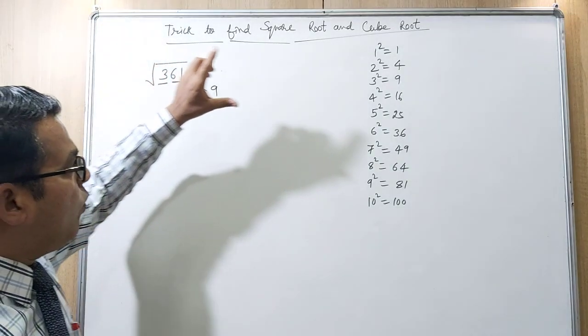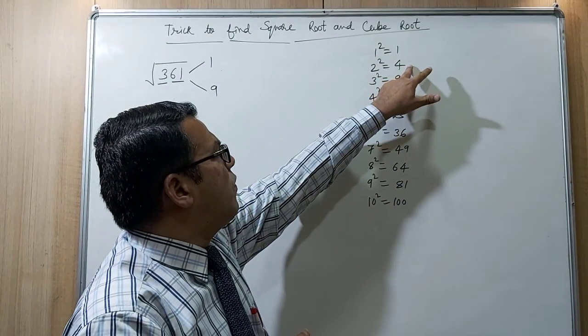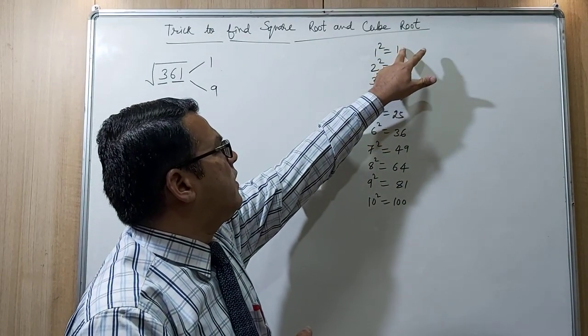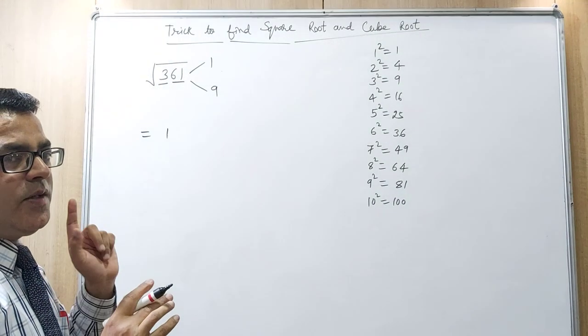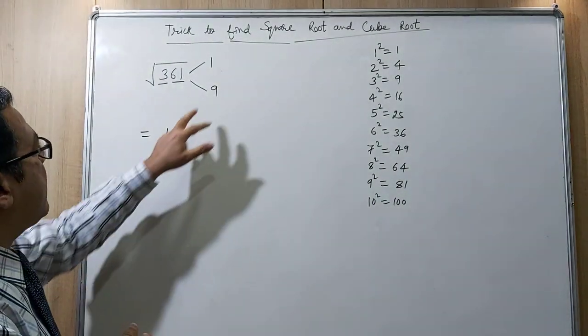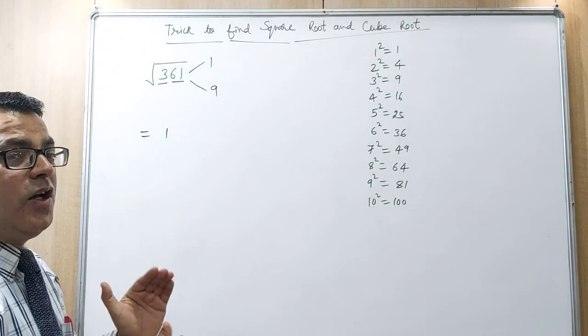Now see, the second group is 3. Now where 3 comes here? 3 is less than 4 but greater than this 1. So we have to take 1 here. It means in our answer 1 will come as a first digit, and second digit we have to decide from 1 and 9. Now how we can decide?